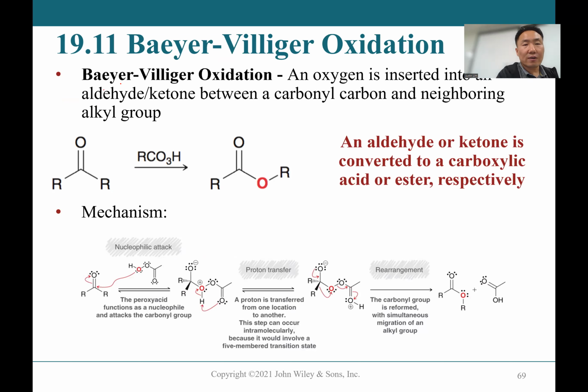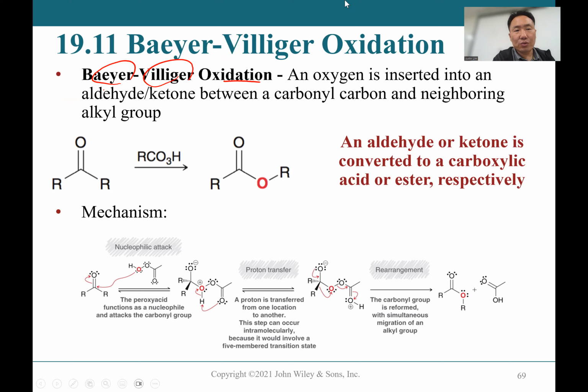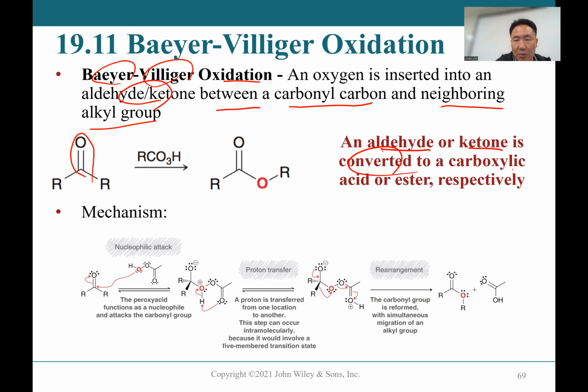Next, let's check the Baeyer-Villiger oxidation. Oxygen is inserted into an aldehyde or ketone between the carbonyl carbon and the neighboring alkyl group. So the aldehyde or ketone is converted to a carboxylic acid or ester.